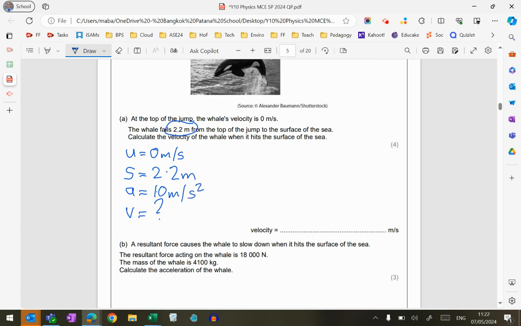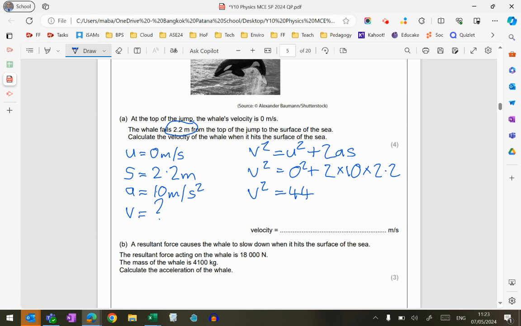Now I'm looking for a formula that links u and s and a and v, and hopefully you know the formula is v squared equals u squared plus 2as. Then it's reasonably straightforward to do the substitution: 2 times 10 times 2.2. If you tap all of that into a calculator, you should get that v squared is equal to 44. But we're not quite finished yet, because we've got to take the square root of that.